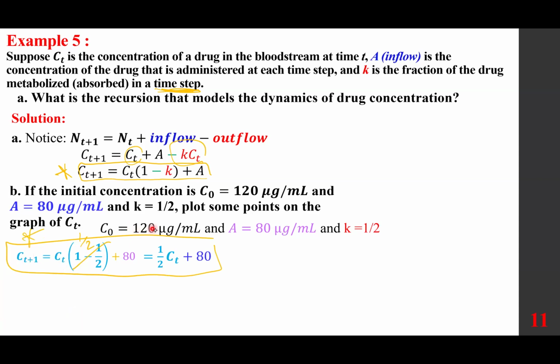If C sub 0 is 120, the next one would be C sub 1. So what is C sub 1? Half of C sub 0 plus 80. We've seen this stuff, we should be fine. So if this is 1, this becomes 0, right? If t plus 1 is 1, t is 0.